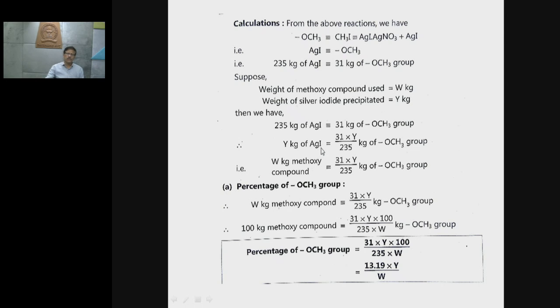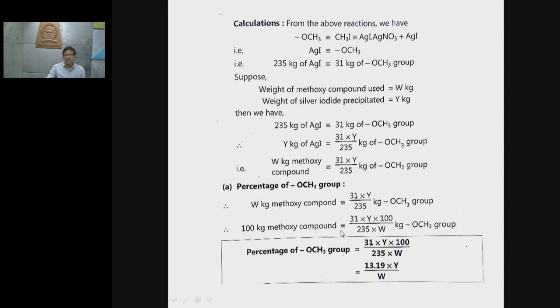Therefore, Y kg of AgI is equivalent to, by cross multiplication, 31 multiplied by Y divided by 235 kg of methoxy group. That is, W kg of methoxy compound is equivalent to 31 multiplied by Y divided by 235 kg of methoxy group. So for the percentage of methoxy group, W kg of methoxy compound, the compound used, is equivalent to 31 multiplied by Y divided by 235 kg of methoxy group. Therefore 100 kg of compound gives the percentage.